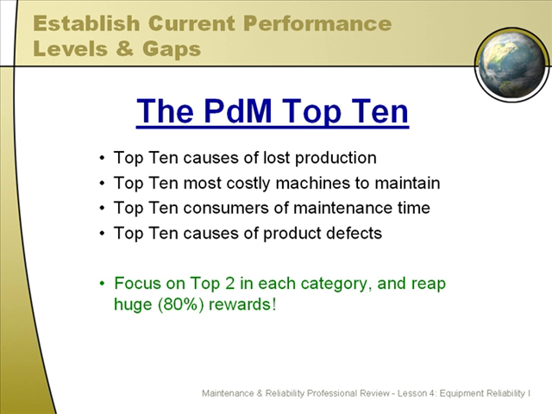The first one being the top 10 causes of lost production. You could focus on those, and you could really make some big gains by just fixing a few things instead of thousands in your facility. Look at the top 10 most costly machines to maintain. Look at the top 10 consumers of maintenance time and the top 10 causes of product defects. If you took these 4 top 10 lists and destroyed them, I can tell you that your facility would be a changed place. If you focus on the top 2 in each of these categories, you could reap huge rewards.